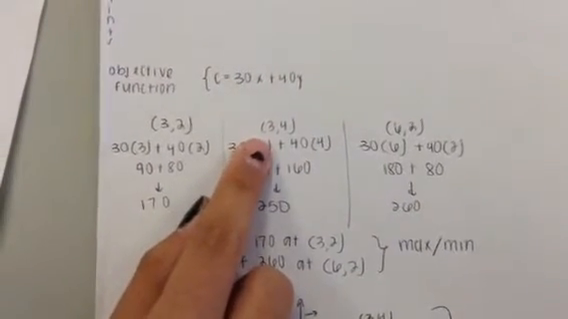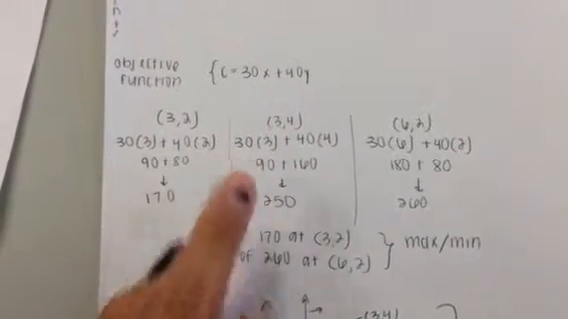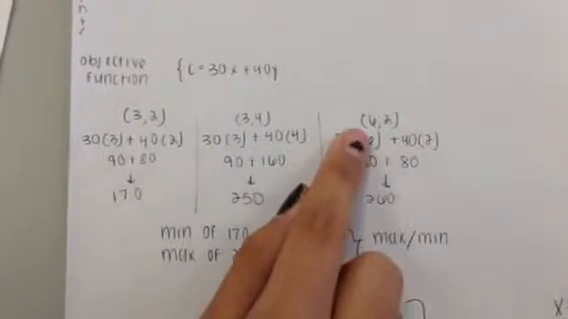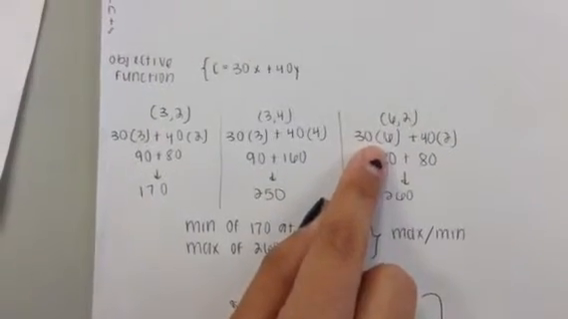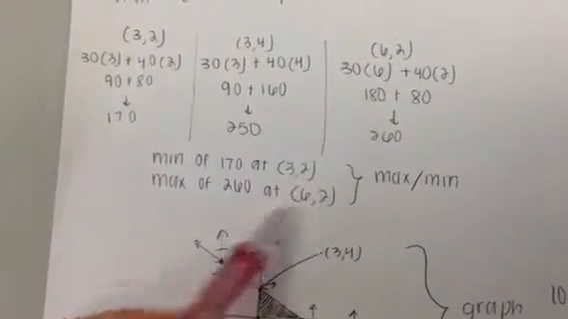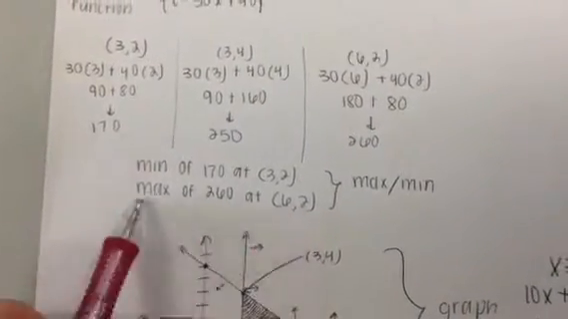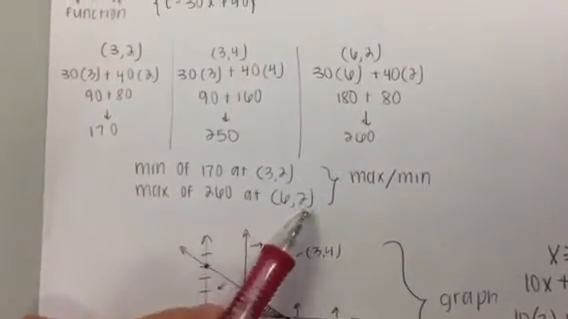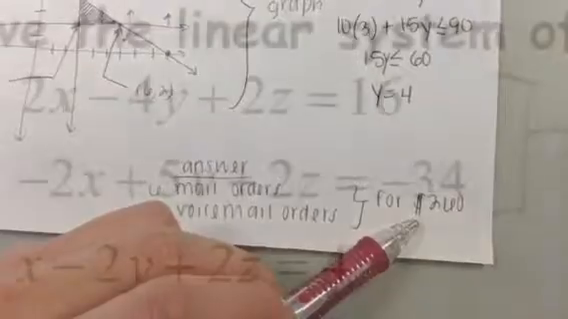The next point is 3 and 4, and you plug that into the equation to get 30 times 3 plus 40 times 4, which is 250. And the other point is 6 and 2, and you plug that in to get 30 times 6 plus 40 times 2, and you get 260. So after we solved, we got a minimum of 170 at 3, 2, and a max of 260 at 6, 2, but we only need to use our max, and so we use these points, 6 and 2, down here for the answer. So we have 6 mail orders and 2 voicemail orders for $260.